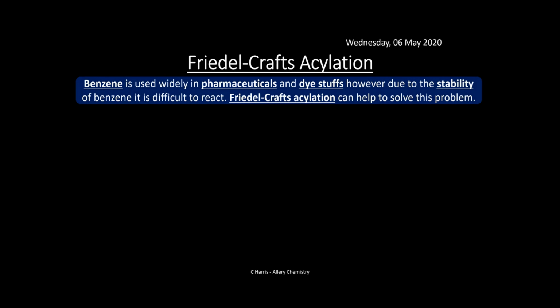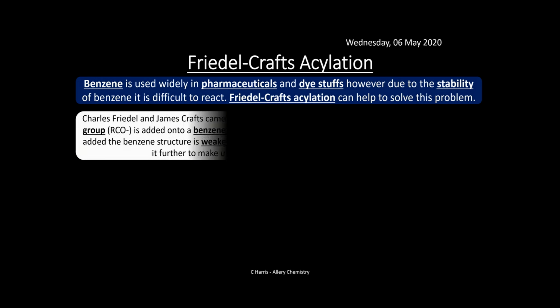So benzene, as I said right at the start, is a massively useful chemical. It is used in pharmaceuticals. It's used in dyestuffs. It's used in pesticides, for example, herbicides. So it can be used in various different forms, and without it we wouldn't have the things that we do have today. But due to its stability, benzene is really difficult to react. It's not the best molecule if you want to do a reaction. Ideally, you want really reactive substances. But Friedel-Crafts Acylation can help solve this problem.